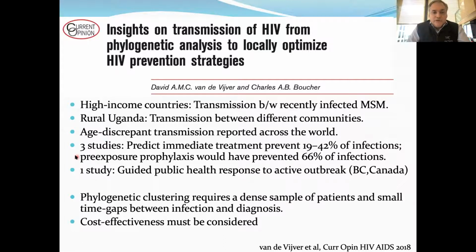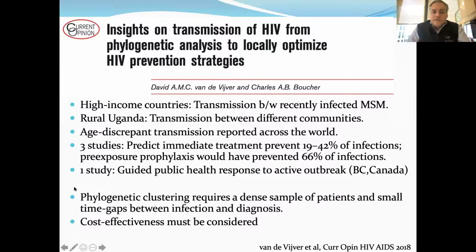If you can understand exactly where transmissions are taking place, there are opportunities to prevent infections, and you can predict that, and that includes pre-exposure prophylaxis. They also point to one study, out of BC, Canada, on a drug-resistant strain of HIV, and the opportunities to apply this type of approach to identify larger networks of individuals that may be growing in terms of the spread of a particular strain of the virus, or particular drug-resistant variants that might want to be headed off earlier.